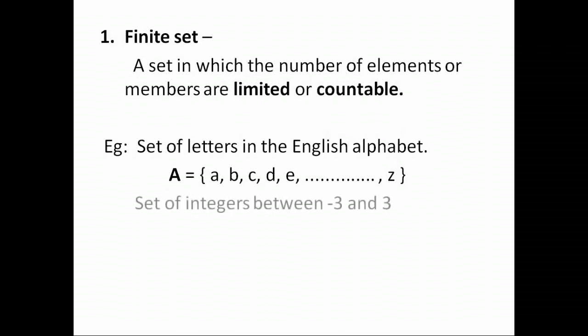Let's look at another example. Set of integers between -3 and 3. So, let set B be the integers between -3 and 3. So they are also limited and countable.